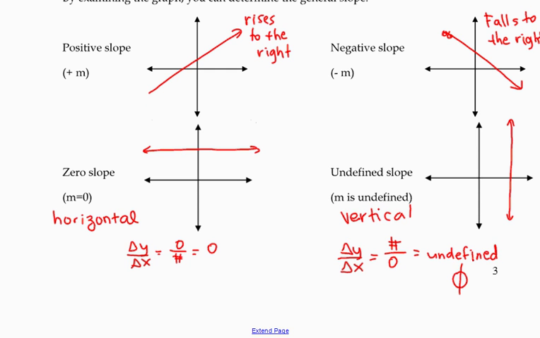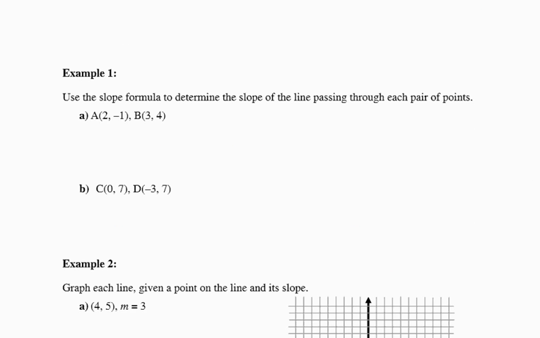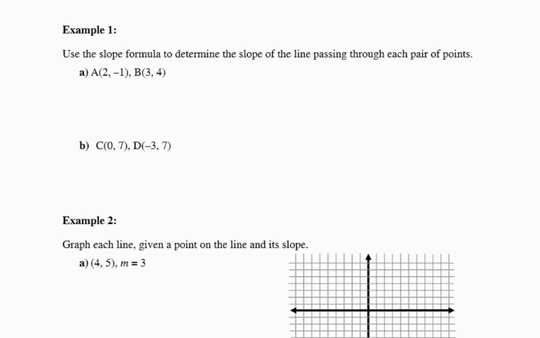All right, next page. Use the slope formula to determine the slope of the line passing through each pair of points. So when we're given 2 points, we can use our slope formula to find our change of y over change of x if we don't have a graph. So remember our formula for change of y over change of x. The change in y would be the difference of y's, so y2 minus y1, and the change in x is the difference of the x's, x2 minus x1. And remember that is on your formula sheet, so you don't have to memorize.